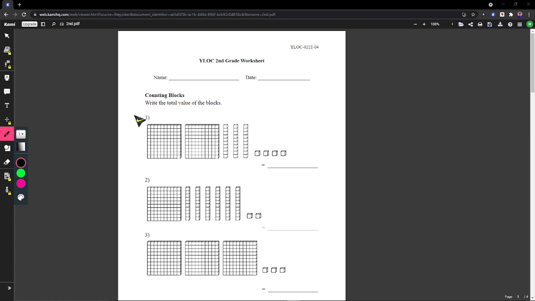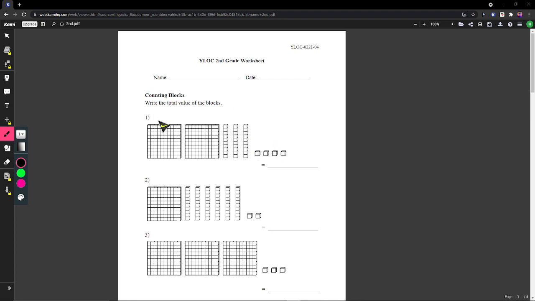So right over here, we can see that in counting blocks, it says to write the total value of the blocks. So here are some blocks they gave us. Now for those who do not know, a square like this one would represent 100 because there are 10 of 10s. And 10 times 10 is equal to 100, which is why it's presented in this form. Now, these little columns are more or less tens because there's 1, 2, 3, 4, 5, 6, 7, 8, 9, 10. And then there are the ones.